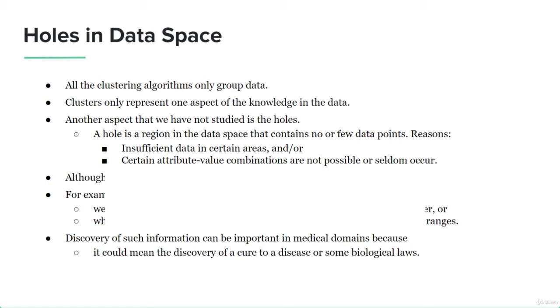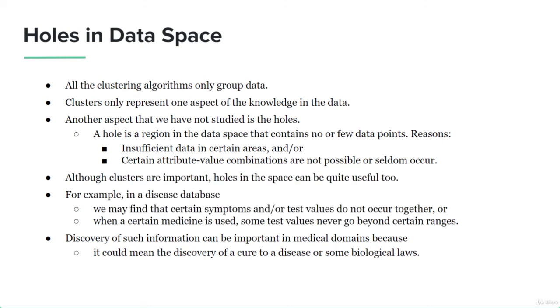So what they're doing is that they're only representing one aspect of the knowledge in the data. Another aspect that we have not studied is the holes. These holes are the regions in the data space that contain no or few data points. The reasons for that are that maybe we have insufficient data, or certain attribute combinations are not possible, or they are very infrequent or rare.